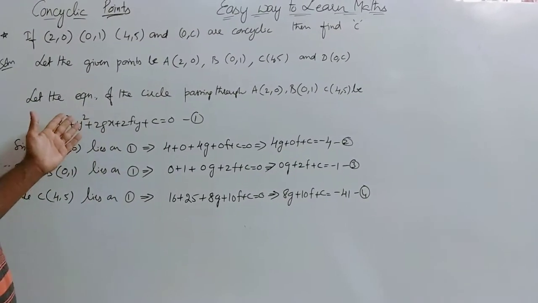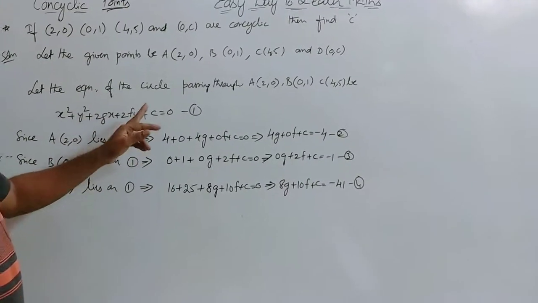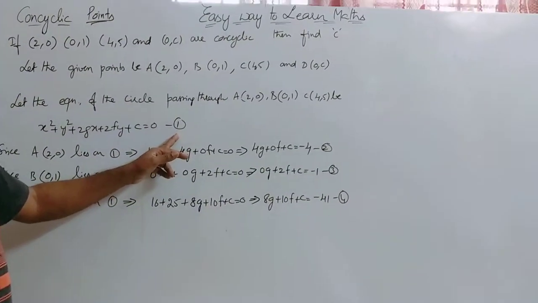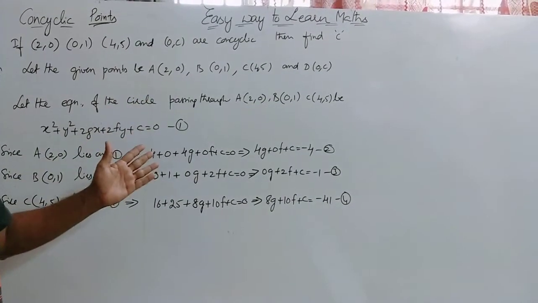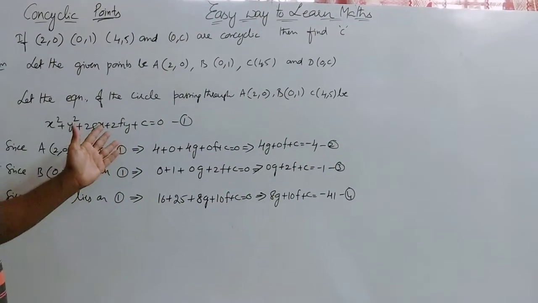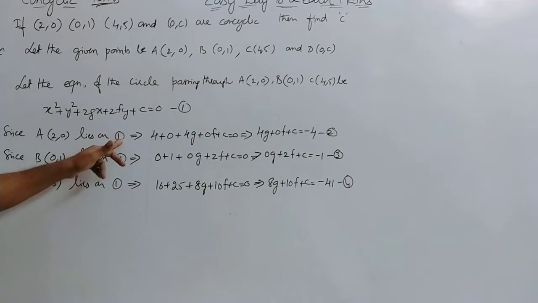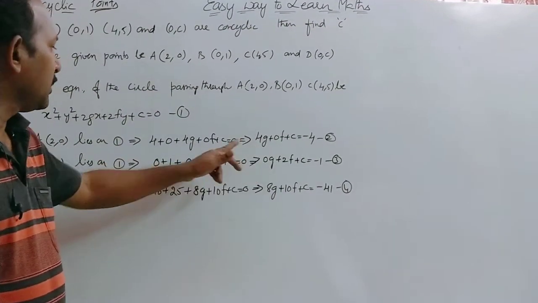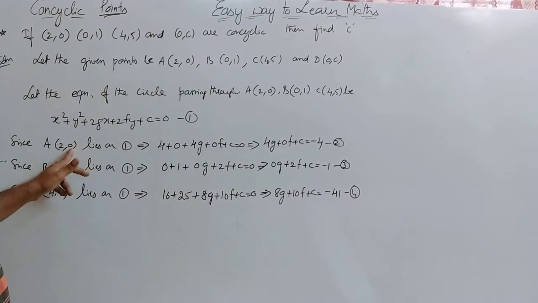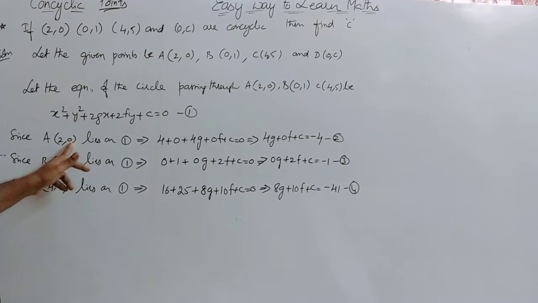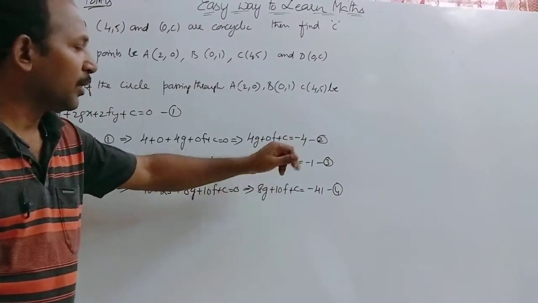Let the required equation of the circle be x square plus y square plus 2gx plus 2fy plus c is equal to 0. Here A, B and C are on the circumference of the circle. Let us substitute A, B and C in this equation. Since A lies on equation 1, in place of x we substitute 2, and in place of y we substitute 0, and hence it becomes 4g plus 0f plus c is equal to -4.